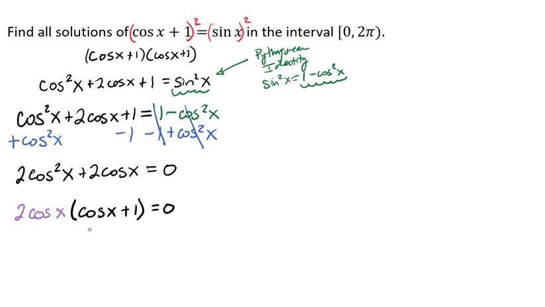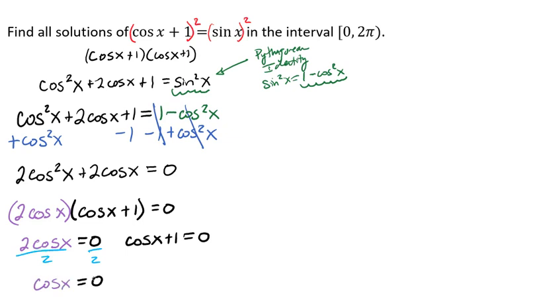Now from here we can use the zero product property, because we're really just multiplying those two pieces. So we have 2 times cosine of x equals 0, and we have cosine of x plus 1 equals 0. We're going to solve for cosine of x. We'll divide both sides by 2, and that tells us that cosine of x equals 0. On the other side, we'll subtract 1 from each side, and that tells us that cosine of x equals negative 1.